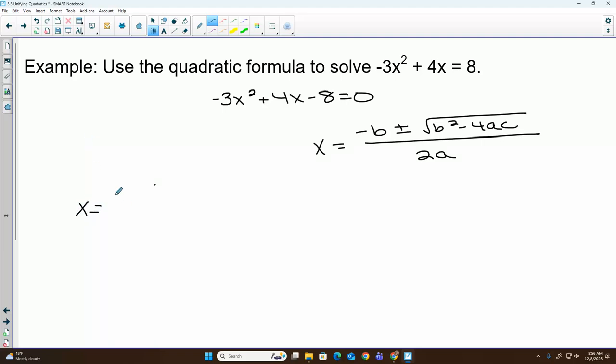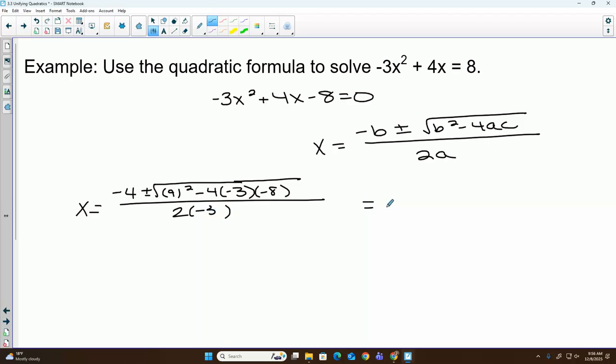So the opposite of b, so -4 plus and minus square root of b squared minus 4 times a times c. So -4 plus and minus, this will give me 16 minus 96.